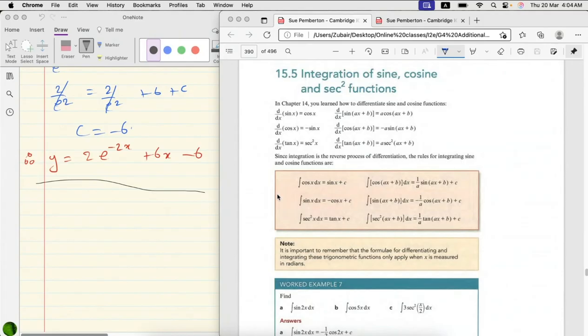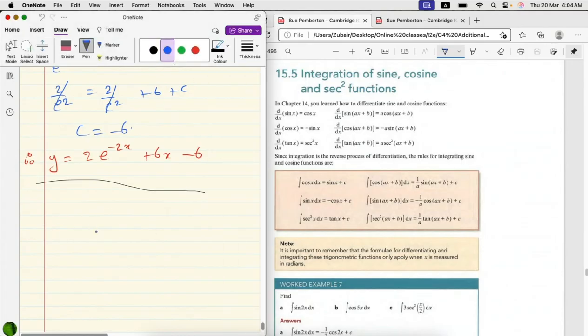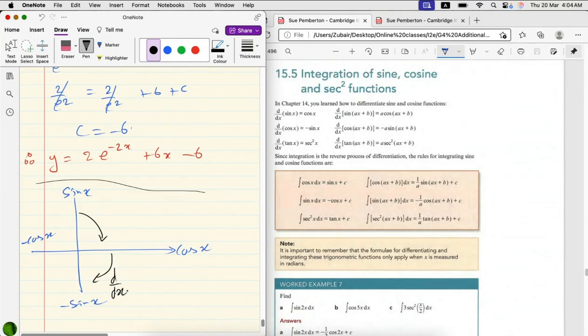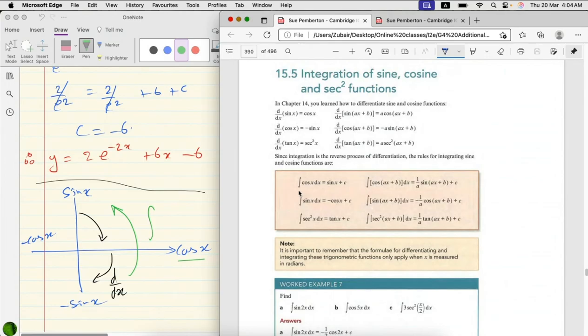For sine and cos, we had this mnemonic. In case of differentiation, we had sin x, minus sin x, cos x, minus cos x. The differentiation of sine was cos, differentiation of cos was minus sine. This was d over dx. And this is the reverse in case of integration. So integration of cos is sine, and integration of sine is minus cos.